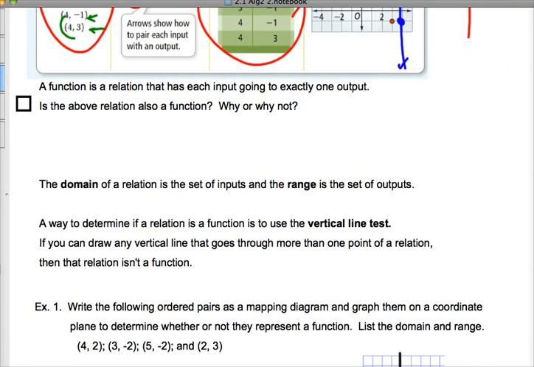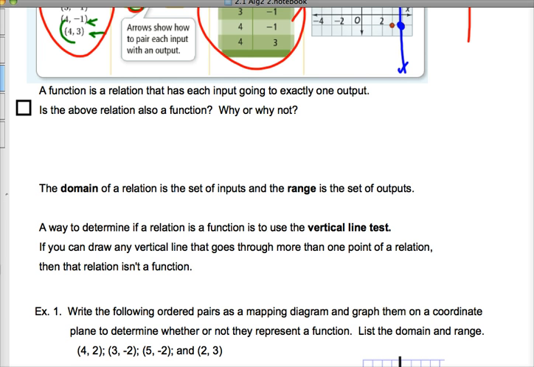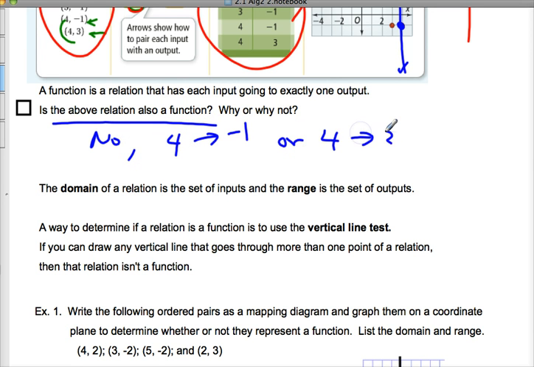So is the above relation a function? Well, I went over why it wasn't. I've got 2 4s that go to 2 different numbers. I've got the same 4 that is listed twice, and it's going to 2 different numbers. So is the above relation a function? No. 4 could go to -1, or 4 could go to 3, and that's what can't happen.